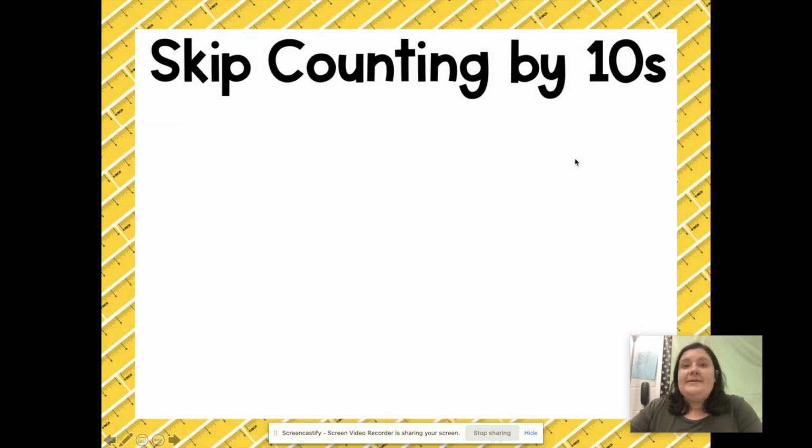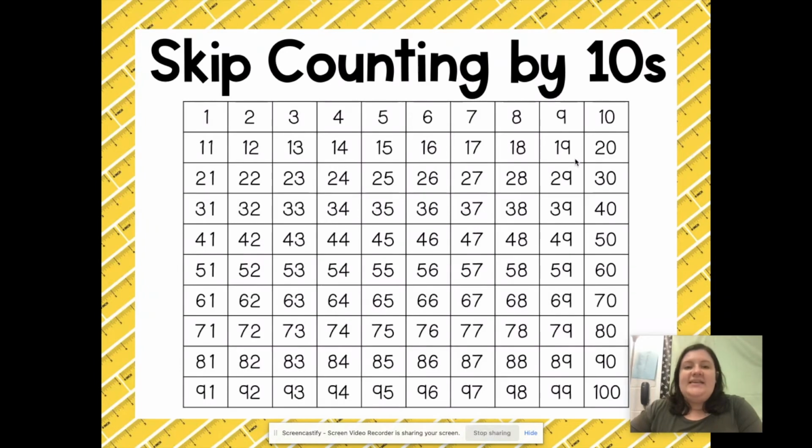Let's talk about skip counting by 10. Again, I have a hundreds chart. So my hundreds chart goes from 0 to 100. I'm going to skip count by tens from 0 to 100. And I want you to see what you notice. Are you ready? Make sure you're following along. 10, 20, 30, 40, 50, 60, 70, 80, 90, 100.